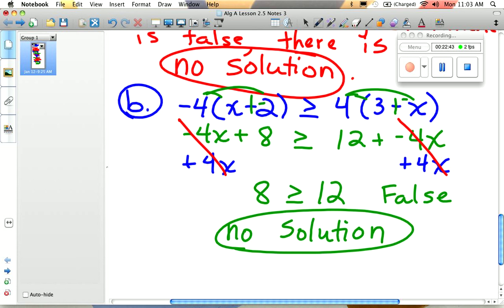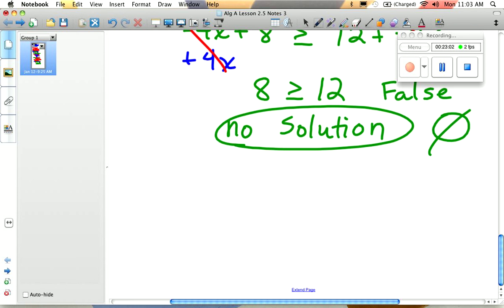Any questions about that one? Great. Isn't there a symbol for no solution as well? I bet there is. Do you know it? It's a circle with a slash. It is a circle with a slash through it. The mathematical symbol for no solution is a 0 with a slash through it. Okay. Let's do one more of those and then I'll let you be done here.